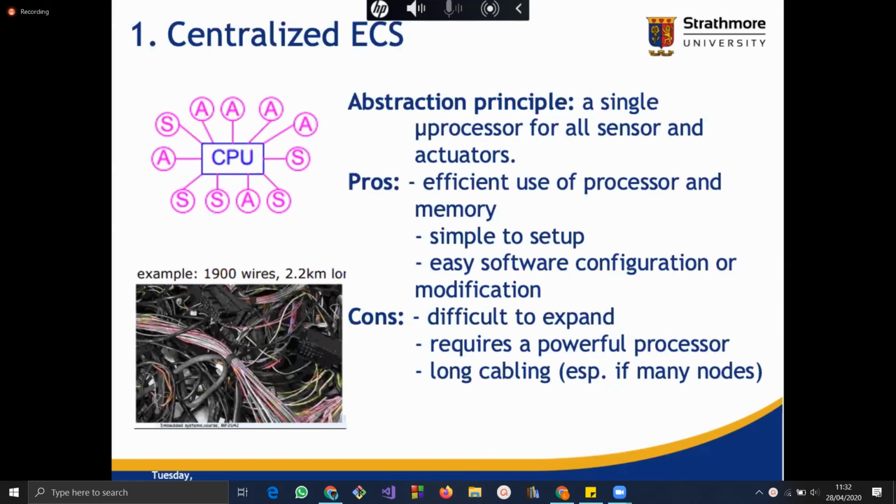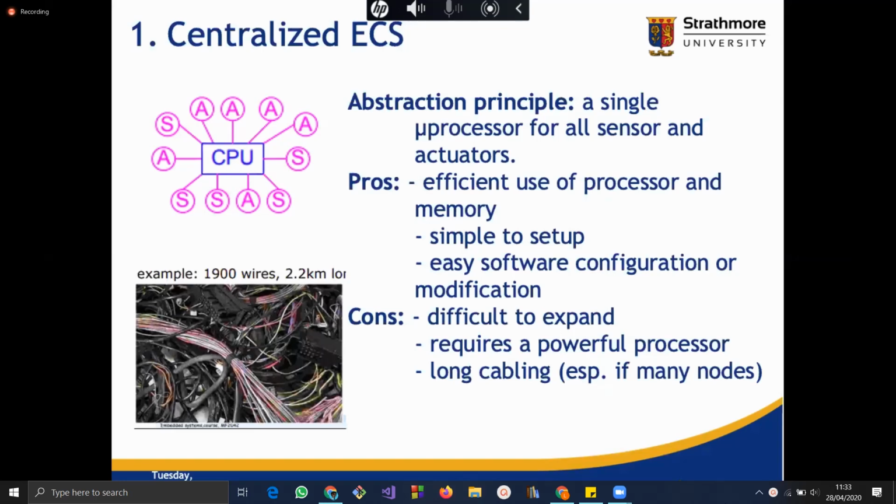There are advantages for this, and there are disadvantages. The advantage is that you're efficiently using the processor, so you most probably will maximize the potential of that processor. The other advantage is that it's easy to set up, because you're just connecting sensors and actuators to a central point. It's also easy to configure the software because you only need to configure software in that CPU. If you're uploading a program, you upload it to a single CPU and then it runs.